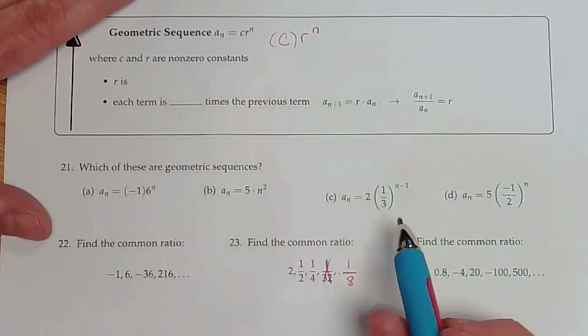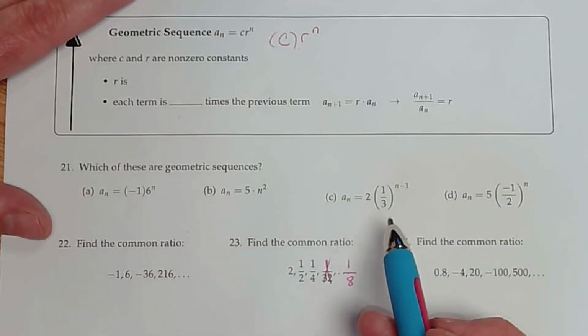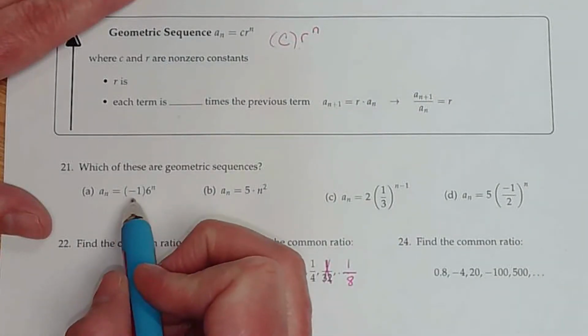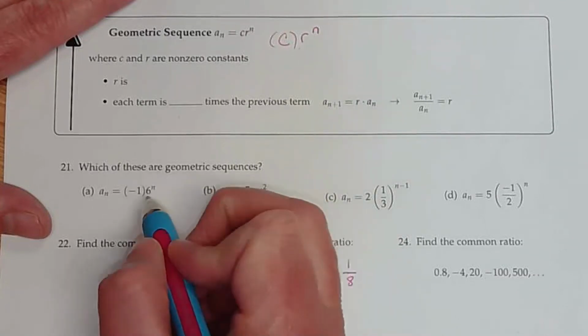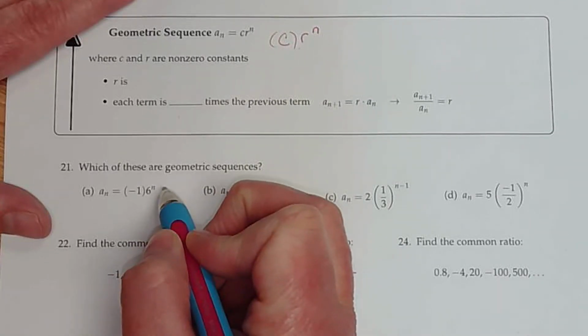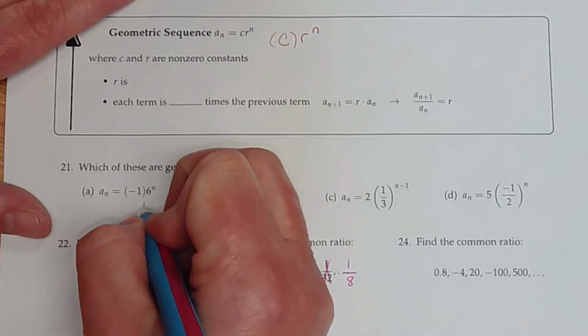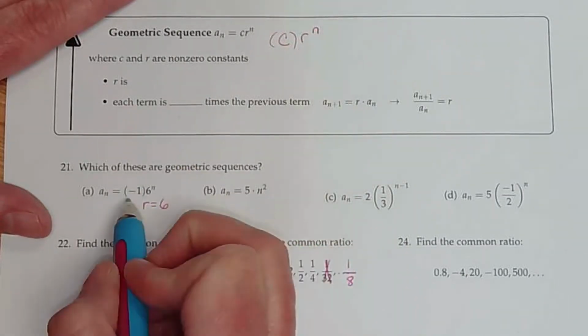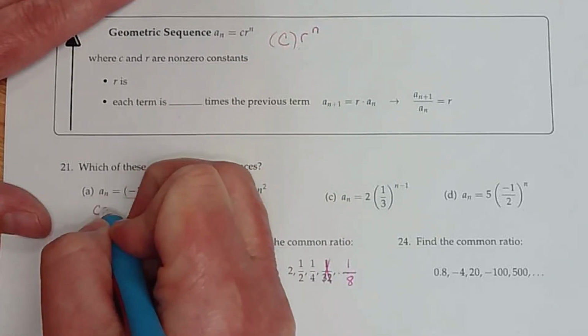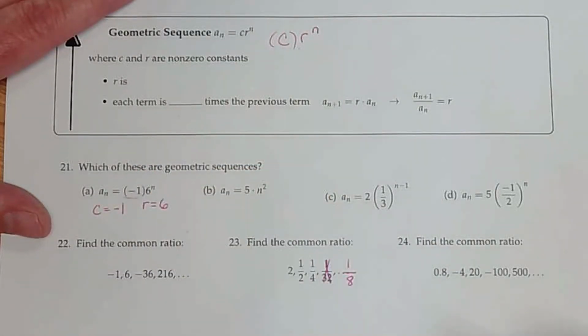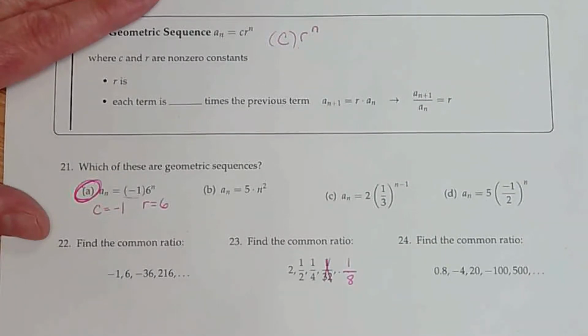So knowing that that's what a geometric sequence needs to look like, we're going to look at question 21 and identify which of these are geometric sequences. The first one is -1 times 6 to the n. So I definitely have a constant raised to the nth power, which is a good sign. That would say that my r is equal to 6, and it's being multiplied by a -1 out in front, so that -1 is my c. So this is a geometric sequence.